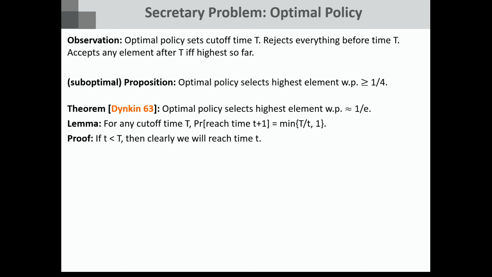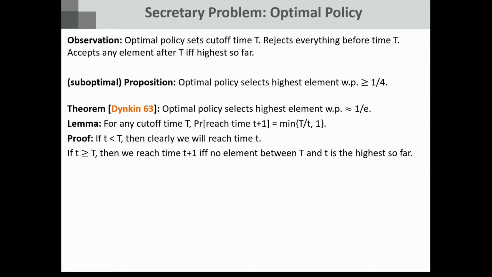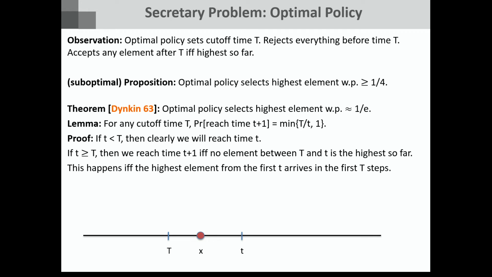So certainly, if little t is less than our cutoff, we will definitely reach time t, because we won't accept anything before the cutoff. If instead little t is after the cutoff, then we reach it if and only if no element between our cutoff and t is the highest so far. So if and only if we don't accept anything before we get there. And let's see what has to happen for this condition. Okay, so I claim this happens if and only if the highest element from the first t time steps also arrives before the cutoff. Okay, so let's see why that's the case.